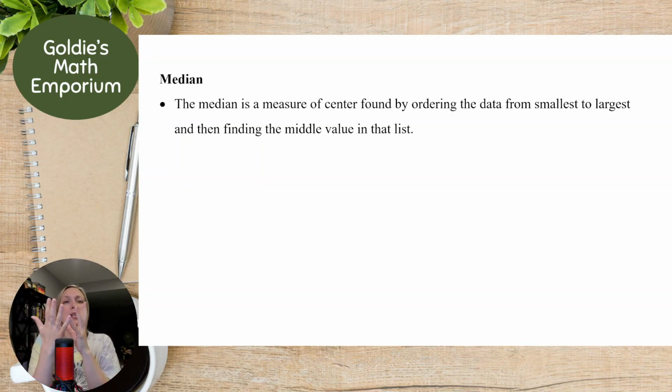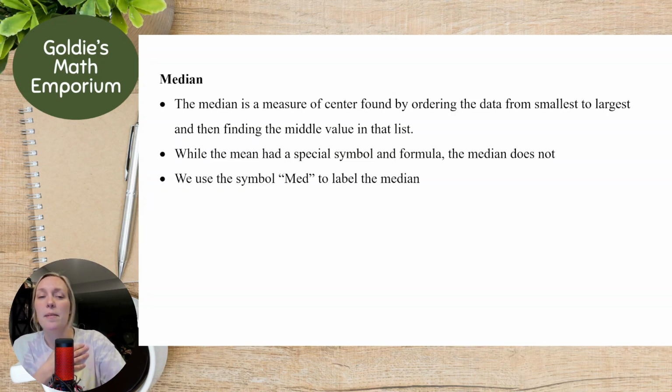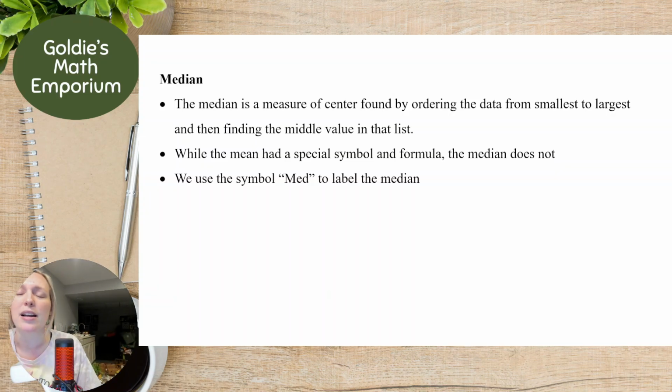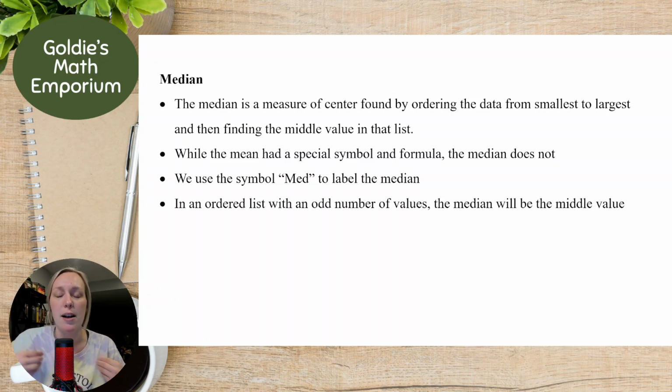We wanted that to be kind of in the middle of our data set. We expect that to be in the middle. The median is the middle. If we were to put all the numbers in order, it would be the middle. It doesn't have a special symbol and formula like the mean does. We use MED on the calculator and in some computer outputs to label the median, but it really doesn't have any special symbol, okay?